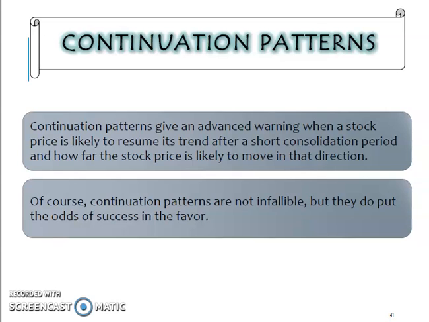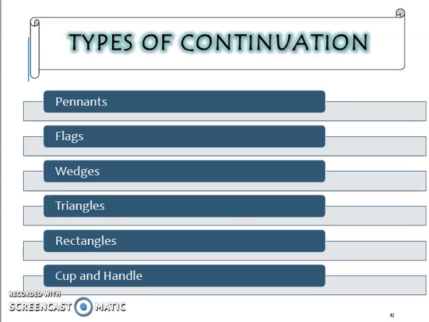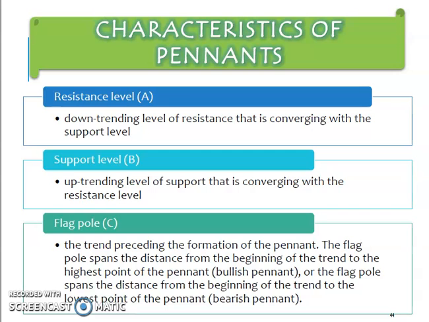Of course, continuation patterns are not infallible, but they do put the odds of success in our favor. We can use these patterns as a guide to monitor, study or analyze certain stocks. We will discuss 6 types of continuation patterns. So for this video, I will try to discuss the first 3 patterns, which are pennants, flags, and wedges. Okay, let's look into the first pattern, which is the pennant.